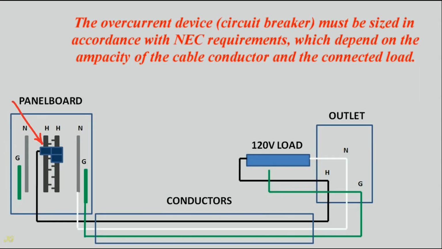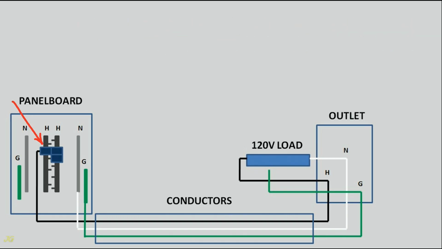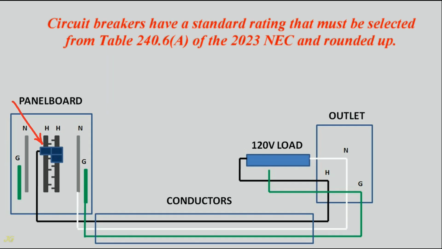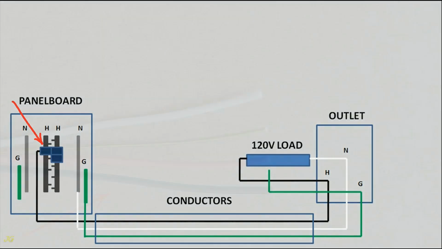The overcurrent device, circuit breaker, must be sized in accordance with NEC requirements, which depend on the ampacity of the cable conductor and the connected load. An overcurrent device automatically interrupts the flow of excessive current that can damage a branch circuit. Circuit breakers have a standard rating that must be selected from Table 240.6(A) of the 2023 NEC and rounded up.